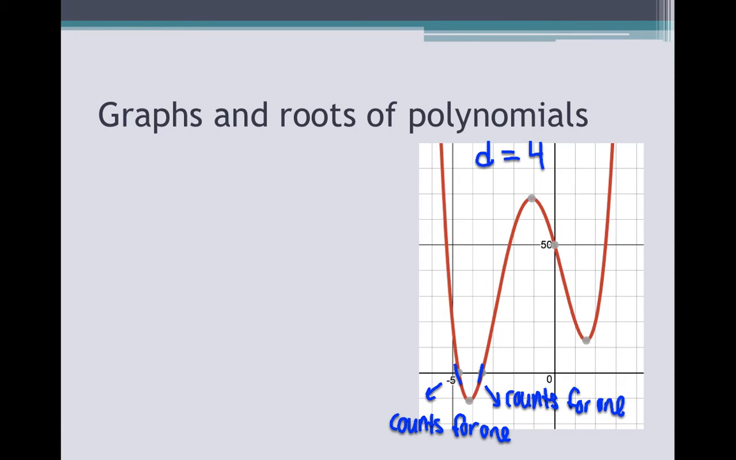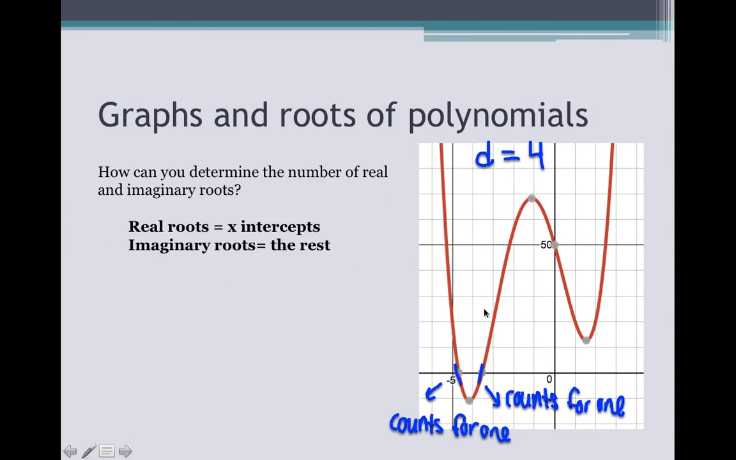That must mean that the other two roots are imaginary. And imaginary roots you can't see, because what we're doing is graphing on a real coordinate plane. So we said the real roots are your x-intercepts, so those are those points on the left. And the imaginary roots are the rest.